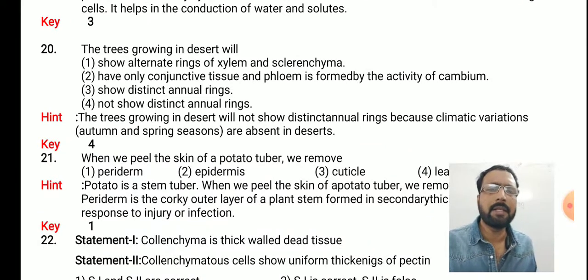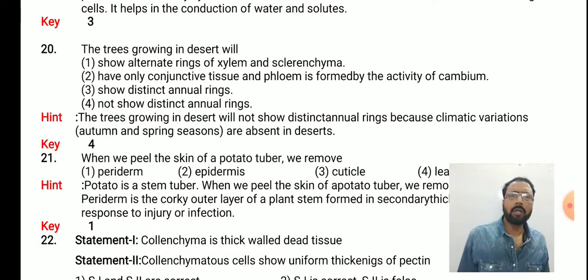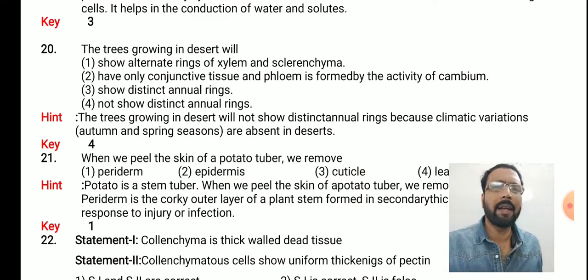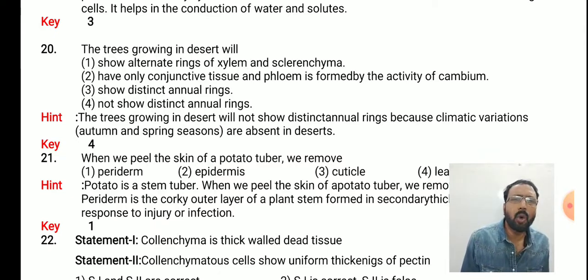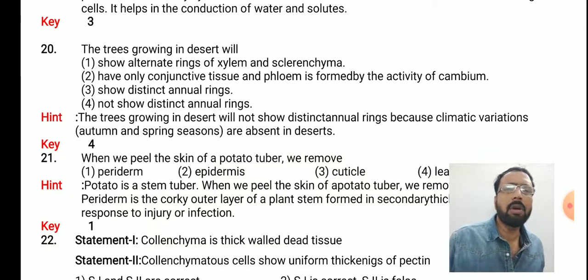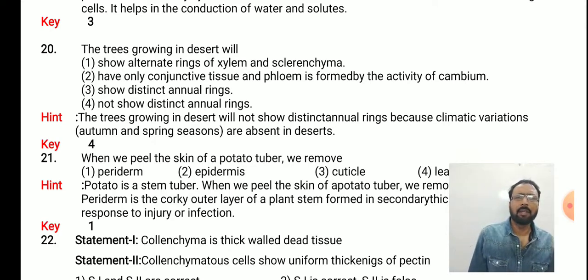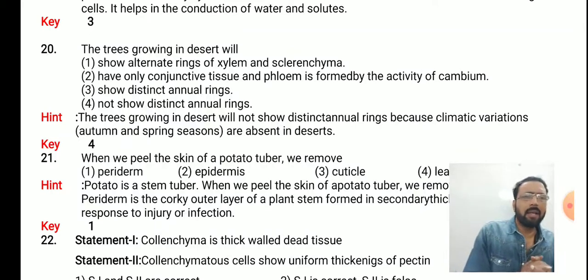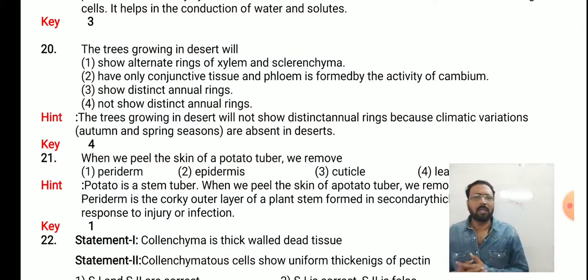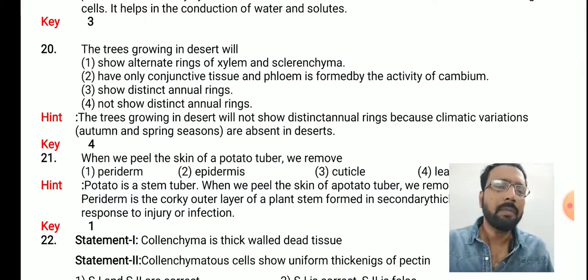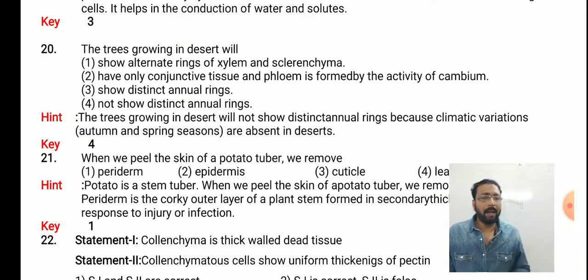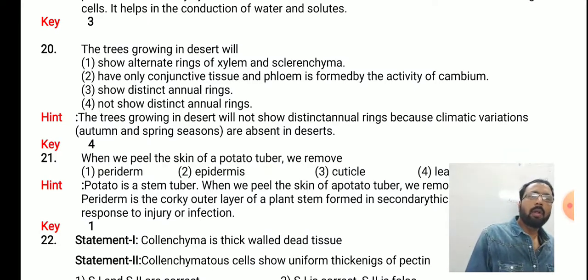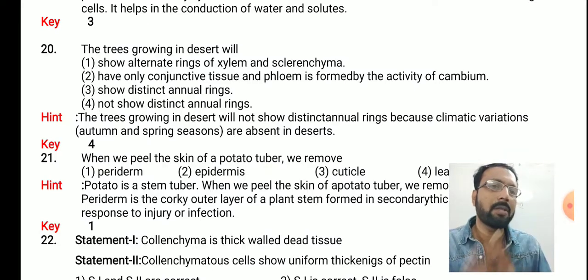The trees growing in desert will: show alternate rings of xylem and sclerenchyma, have only conjunctive tissue and phloem formed by the activity of cambium, or show distinct annual rings, or not show distinct annual rings. Yes, it is very, very important because there are no temperature variations. Only drought conditions always occur in desert. So that is why there is no annual ring formation. Even sometimes, if the plant is affected by any disease, there are also no annual rings. There are only marks or forms.